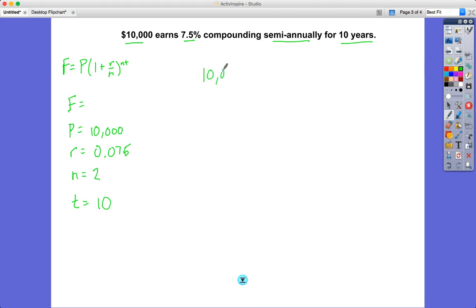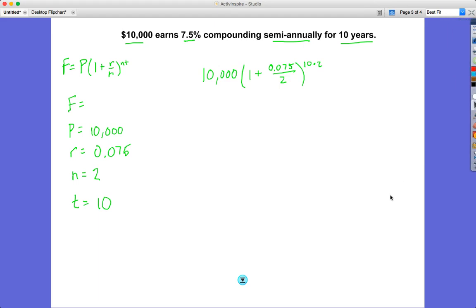So 10,000. It grows at 7.5%. So 1 is the 100%, 0.075. It's happening twice a year, so we have to split it into 2. And then it happens for 10 years, but it happens twice a year, so I multiply that by 2. Okay, so you could rewrite this if you wanted, but you really don't have to. You can go straight to the calculator, dump it in the Desmos calculator, and it's going to give you what you need.